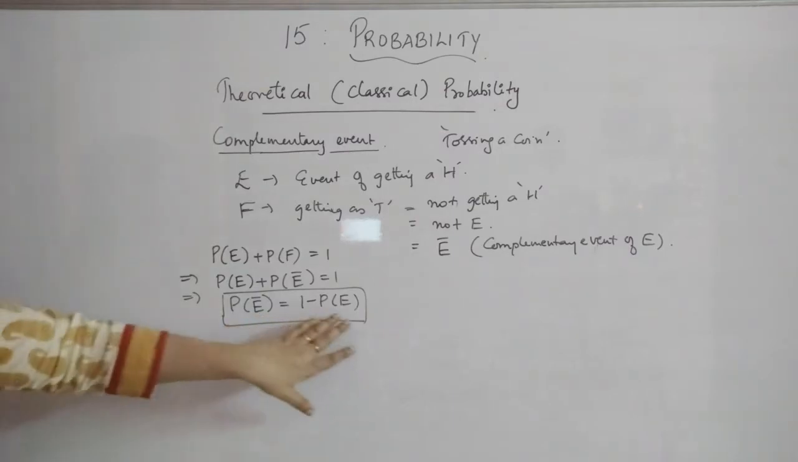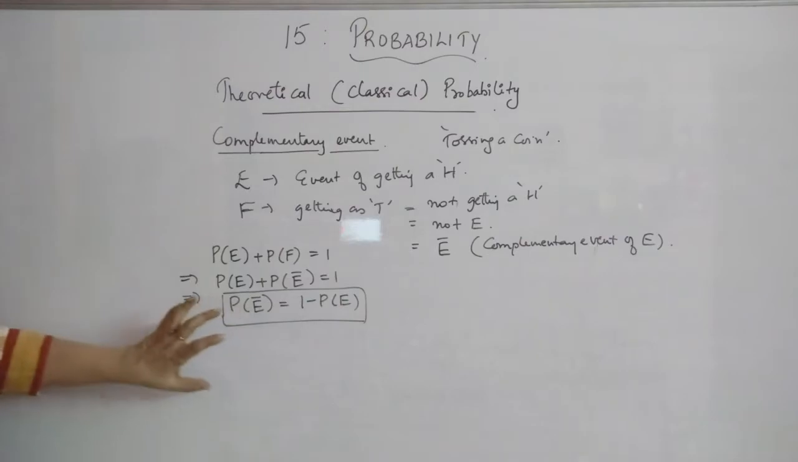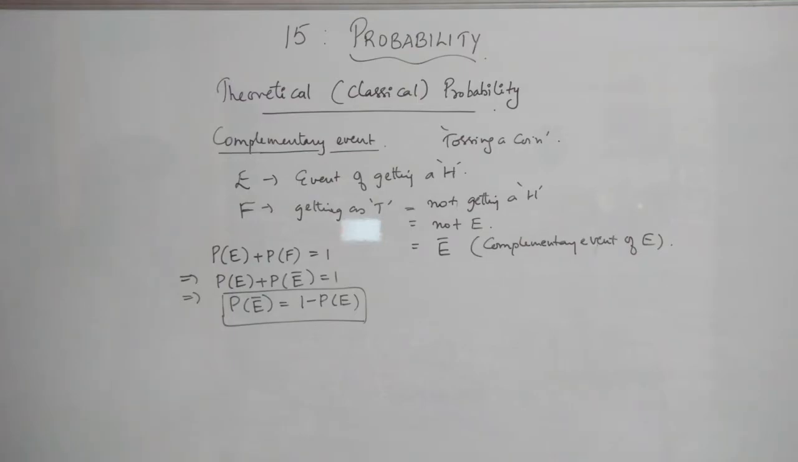That is, if you know the probability of the event, you can find out the probability of its complementary event, which will be nothing but 1 minus the probability of the given event. Okay, P of E bar is equal to 1 minus P of E.